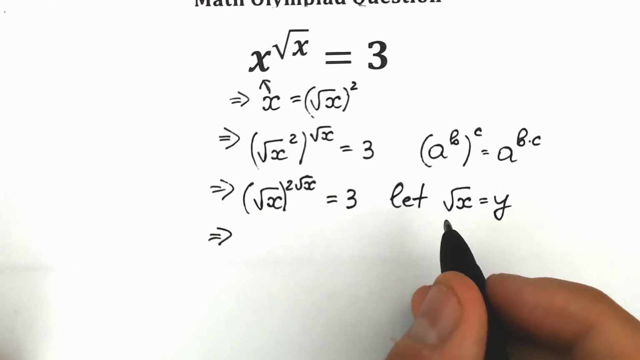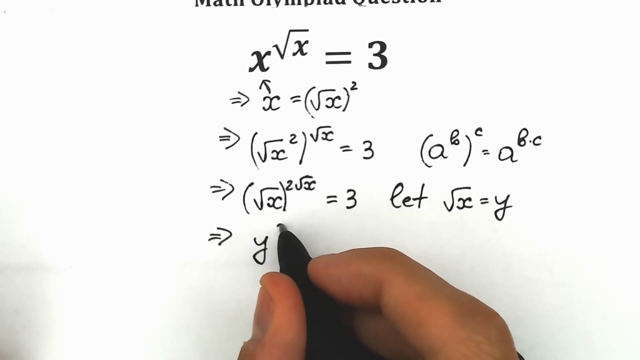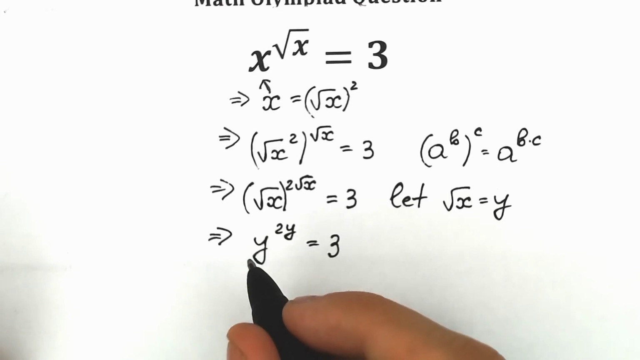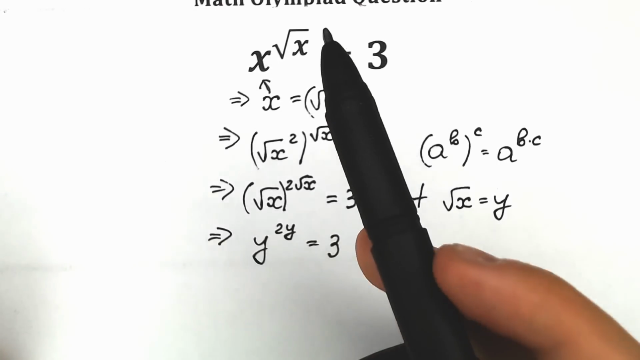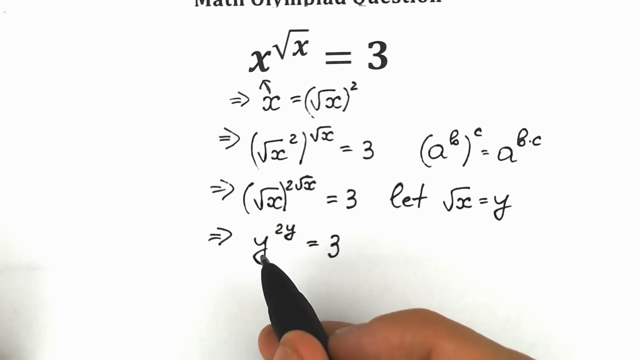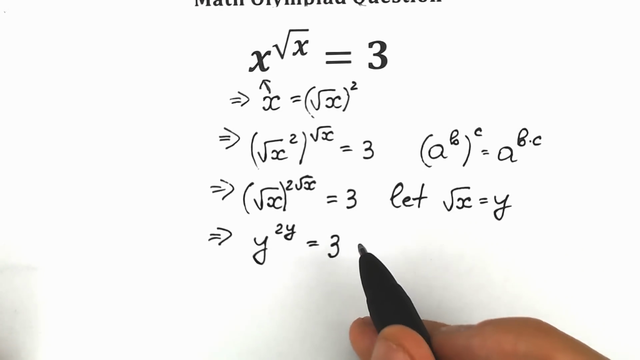After this substitution, our question looks like that. We have y to the power 2y equal to 3. This is our question right now without any square roots. So this is really great. Right now, let's solve this challenge, and after finding our y, we're going to go back to this substitution. Let's look closely at what we have right here.